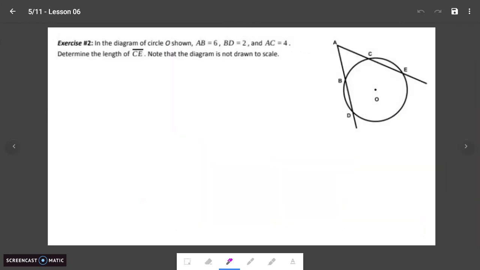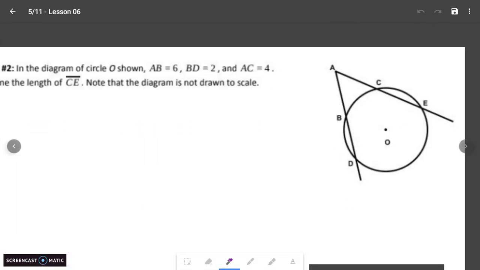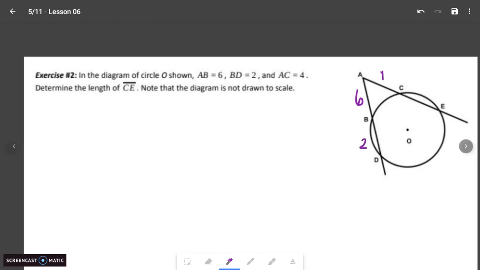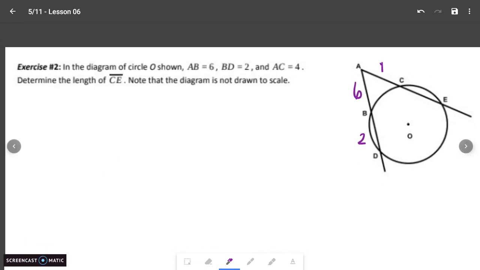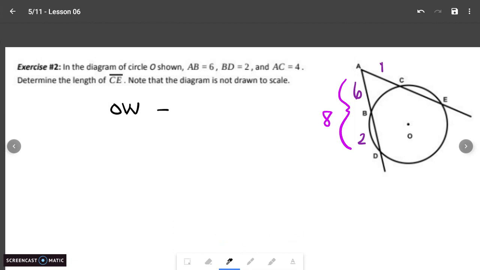So let's actually try that here. In the diagram of circle O, we are given AB is 6, BD is 2, AC is 4, and we're going to try to find the length of CE. Remember, the whole thing here is 8. So when I use my phrase, ow, ow, the outside piece of the first one is 6, the whole thing is 8. Now that's equal to the outside piece of 4.